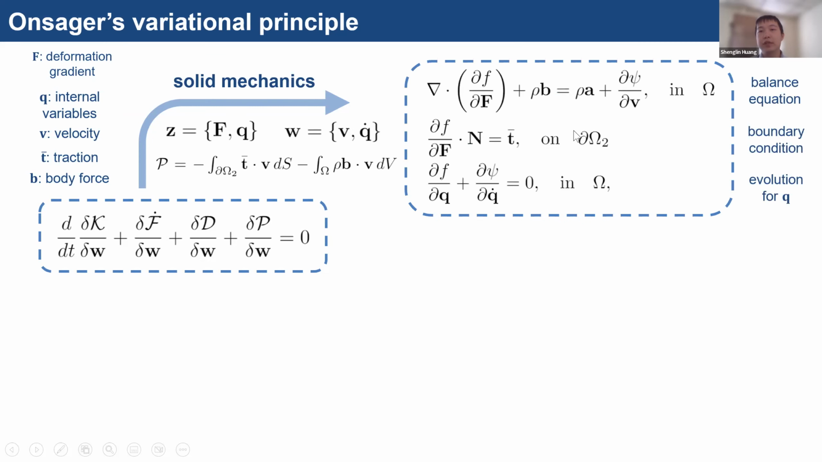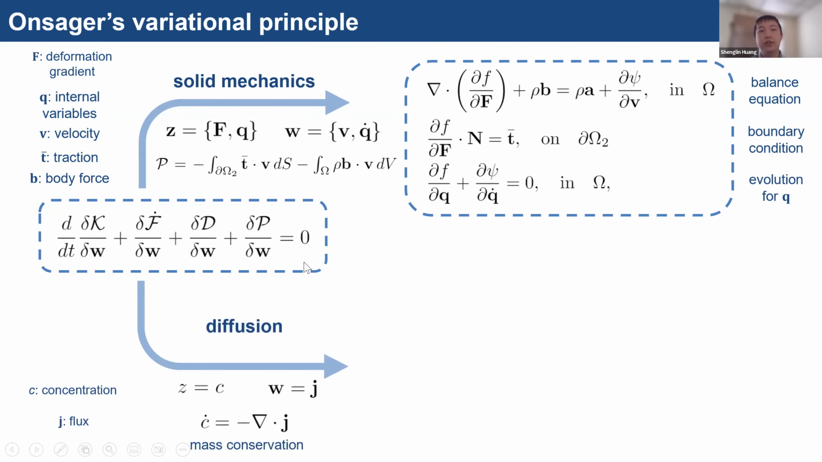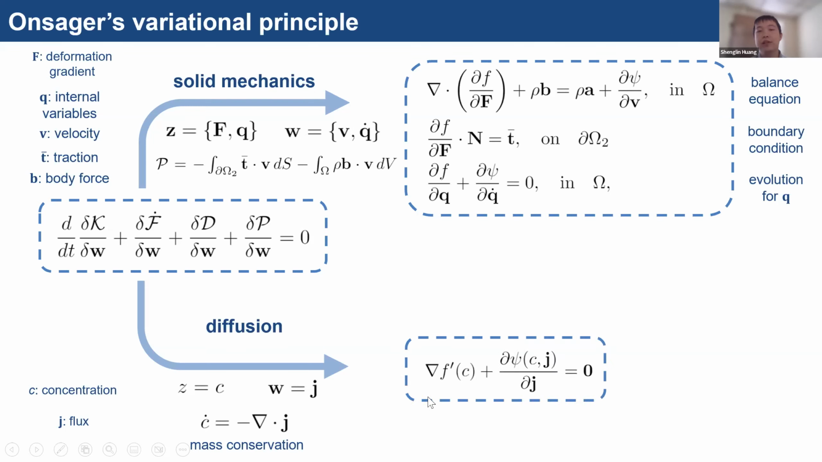We can find the following governing equations by doing this variational principle. The first equation is actually the balance law, or the evolution of the system. The second one is the traction boundary condition. And the third one is the evolution for the internal variable. We can also use the Onsager variational principle to describe a diffusion system. For example, if we use the concentration as the state and flux as the process, and if the system satisfies mass conservation, we will find the following governing equation for the system.